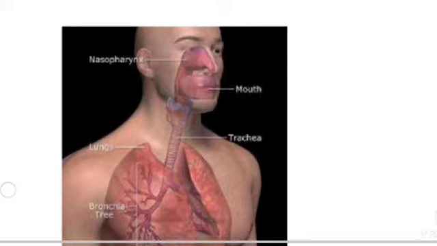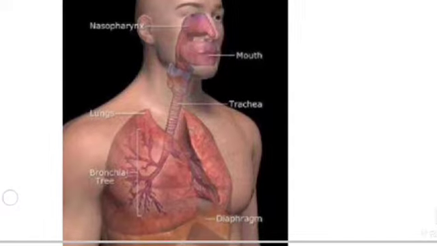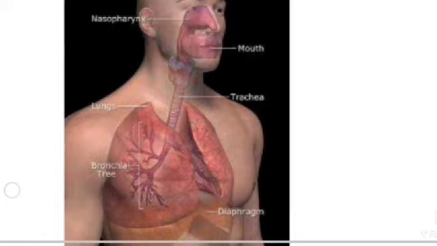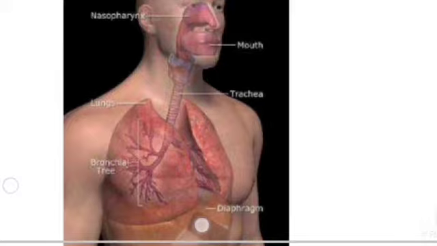See the picture: the nasopharynx, mouth, trachea, lungs, bronchi, and diaphragm.